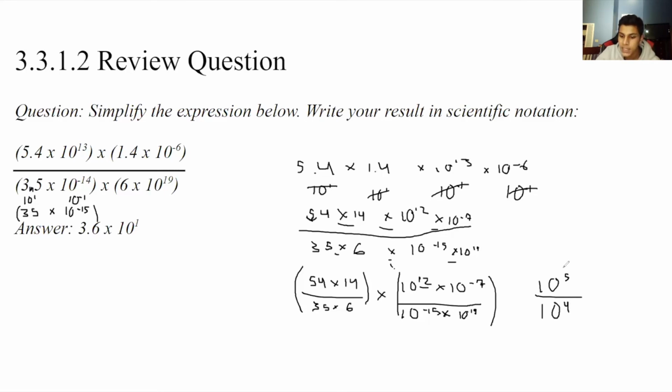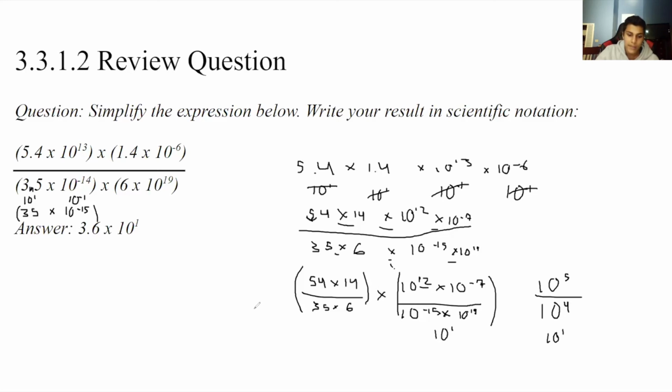And now I have 10 to the power of 5 divided by 10 to the power of 4. And since I'm dividing, I subtract my second number, 4, from 5 to give me 10 to the power of 5 minus 4, which is 10 to the power of 1. So this whole mess simplifies to 10 to the power of 1.